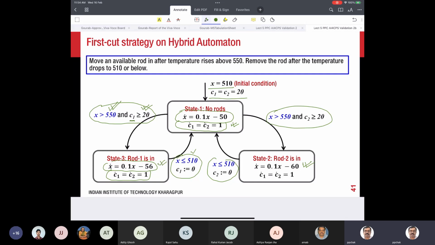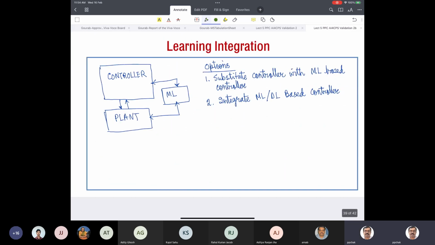Similarly, if the temperature exceeds 550, then you have the option of putting rod 2 in, and again rod 2 goes back. So you can remove the rod or adjust the rods. Now you have a more complex state machine, which is called a hybrid automata, which means that the behavior can be modeled in a more complex manner. And as we go to these levels of complexity, it becomes virtually impossible to accurately measure all dimensions of the problem. And that is when learning integration and ML come into the picture.